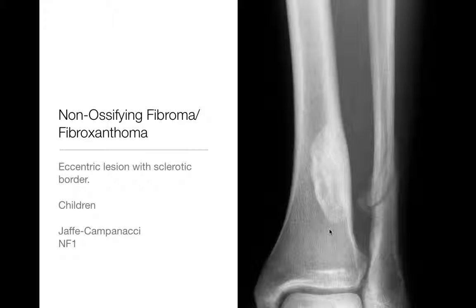But there are two syndromes where you'll see multiple non-ossifying fibromas. One of them is Jaffe-Campanacci, and the other is neurofibromatosis 1. You can sometimes see multiple non-ossifying fibromas. Both of those, by the way, are associated with cafe au lait spots.